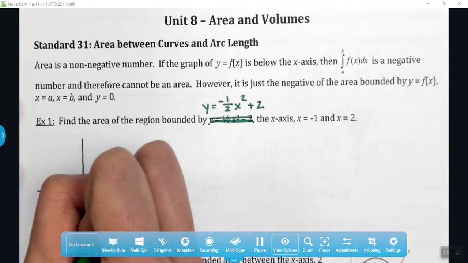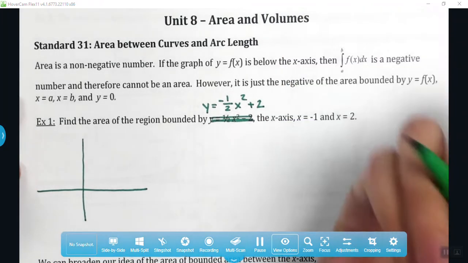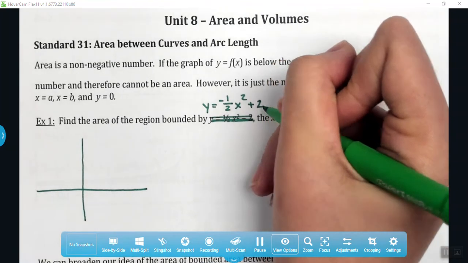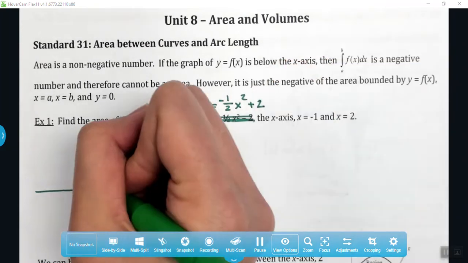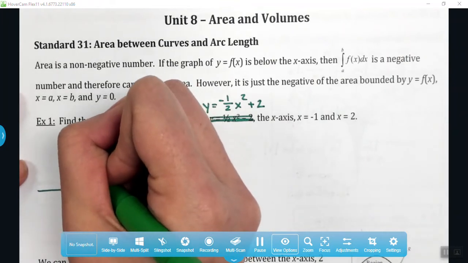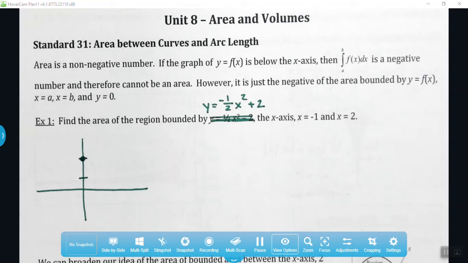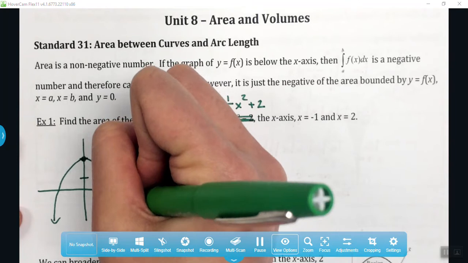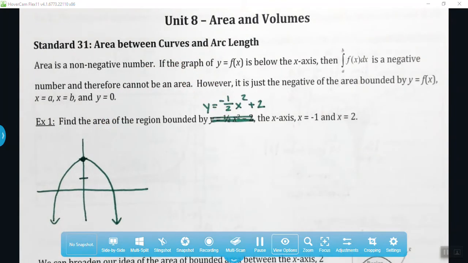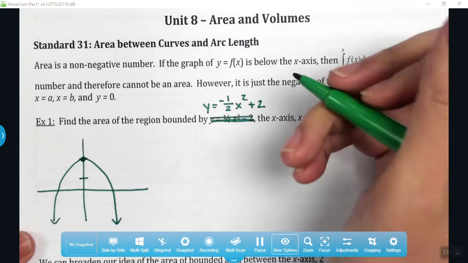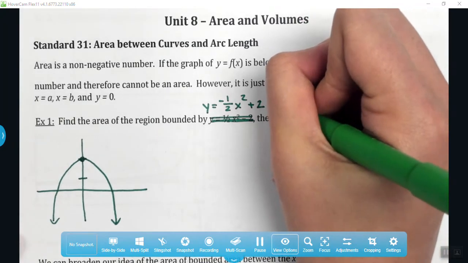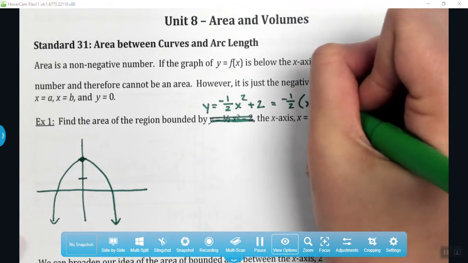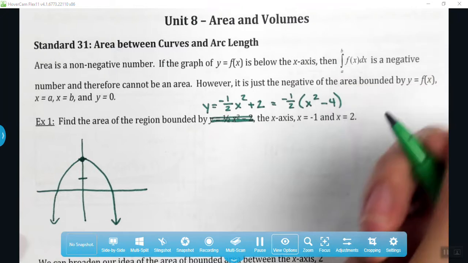So this is a parabola. You guys know this from Algebra 2. A parabola with a y-intercept of 2, facing downward. Yes. And it intersects where y is 0. I'm going to take out a negative 1/2, so it's x squared minus 4. Okay, so negative 2 and 2.